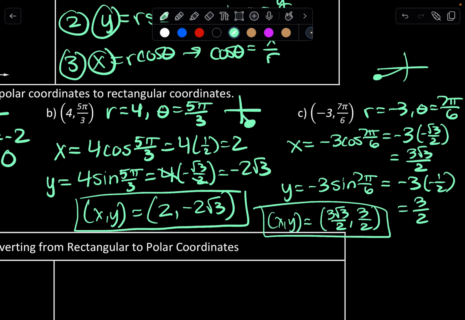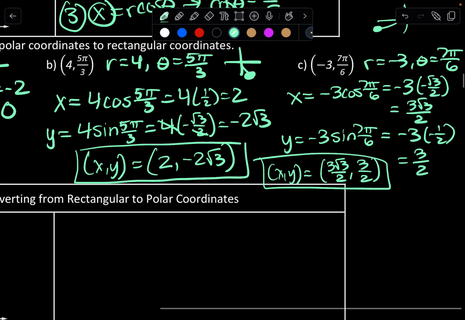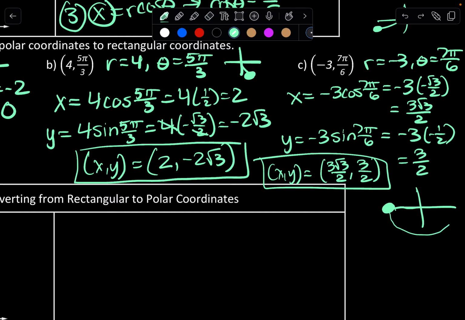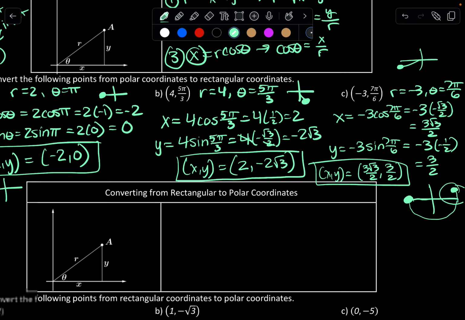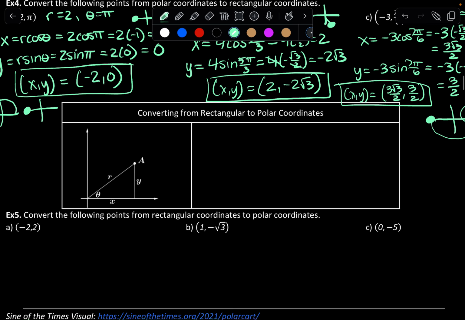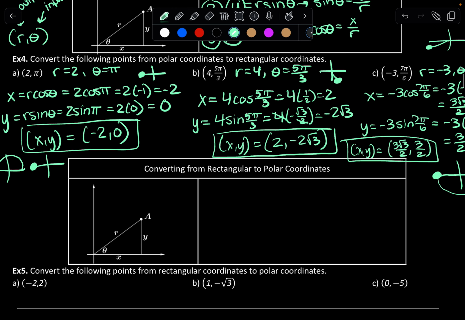So if we think about sketching this one, I go -3, so I travel to the left, and then I open up counterclockwise for 7 pi over 6. 7 pi over 6 is just past pi, so it'll push me here. So that's why the x and y coordinates are positive: we are actually in quadrant 1, because we are opening counterclockwise from a negative radius. All right, that's converting from trig to rectangular.